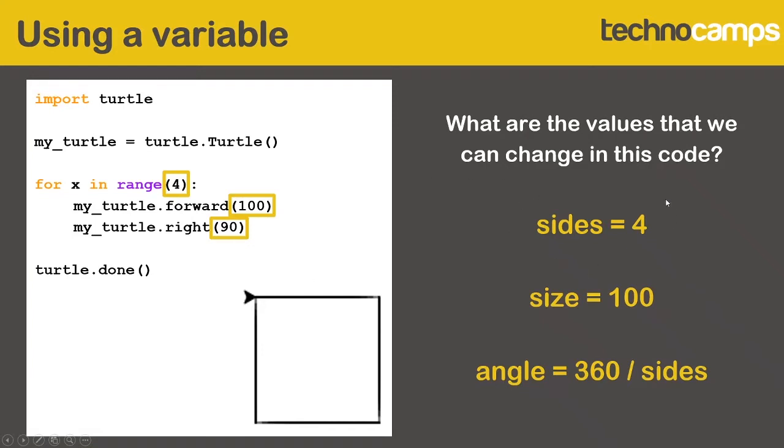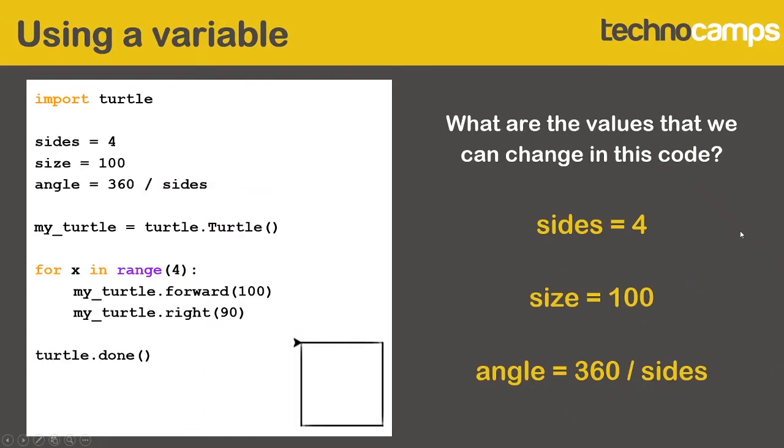So if we look on the right hand side, we can assign the variable sides with a value of 4. We can assign the size a value of 100, but we do something different with the angle. Variables don't need to be static. We can use other variables to calculate the value of a specific variable. With the angle, as we talked about last time, it is 360 divided by the number of sides. Here we have the angle which equals 360, and we divide it by the number of sides which has been assigned to this variable here.